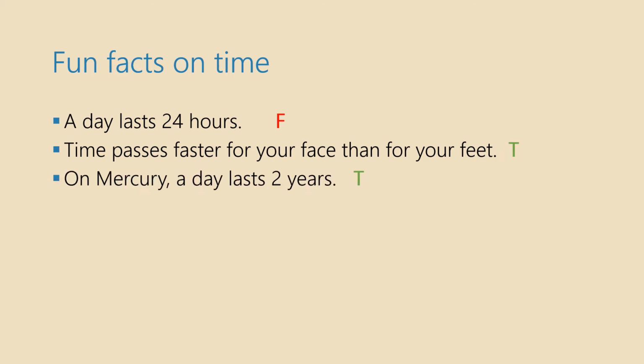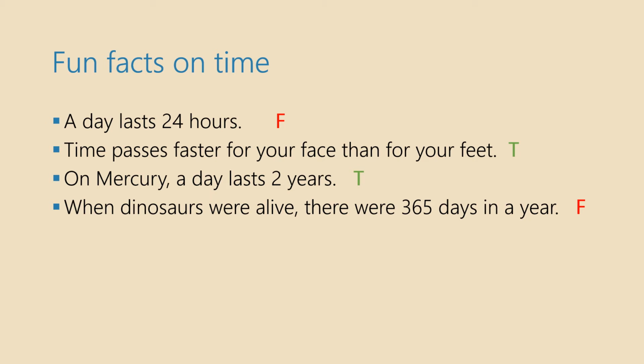Third, on Mercury, a day lasts 2 years. That is true. And finally, when the dinosaurs were alive, there were 365 days in a year is false. A year was 5 days longer. Now we have all learned something new, haven't we?